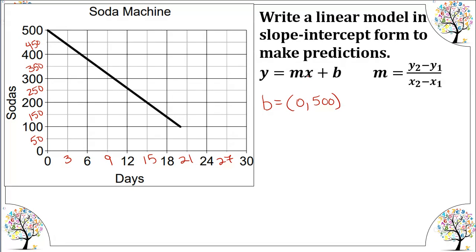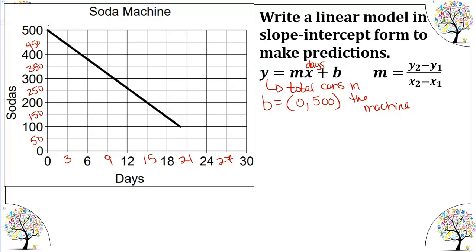Let's identify what x and y are. x is the number of days, and y. Now make sure you're specific. It's the total cans in the machine. It's not how many have been extracted. It's the total amount of soda cans in the machine. So we're starting out with 500, and then it's going to go down each day. So let's see how many soda cans there are per day.